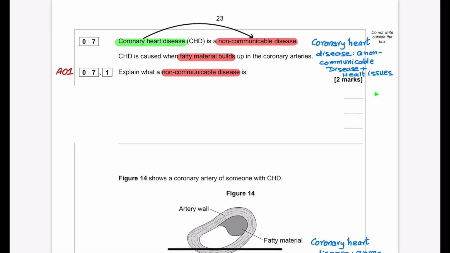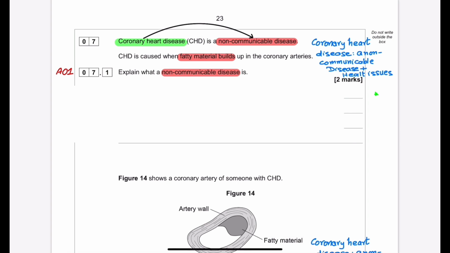Non-communicable means a disease which cannot pass from one person to another person. Most students write only this answer and expect to get the full 2 marks, but it is an incomplete definition. A non-communicable disease is not caused by pathogens, that is 1 mark, and it is not passed from one person to another person. Then you are able to get the full 2 marks.